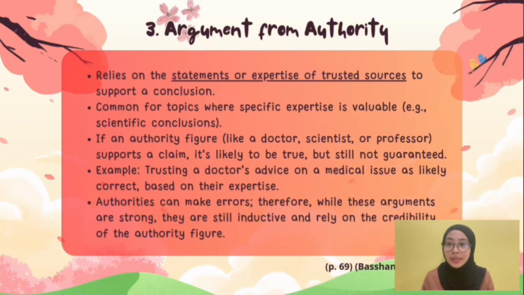Authorities can make errors, so while these arguments are strong, they are still inductive and rely on the credibility of the authority figure. This means that even though arguments based on what authorities say can be convincing, they are not 100% certain. Authorities can sometimes make mistakes, so these arguments are still considered inductive.